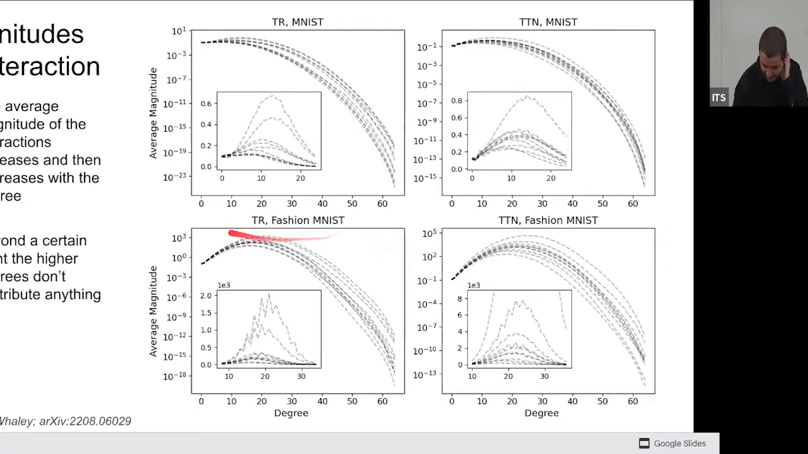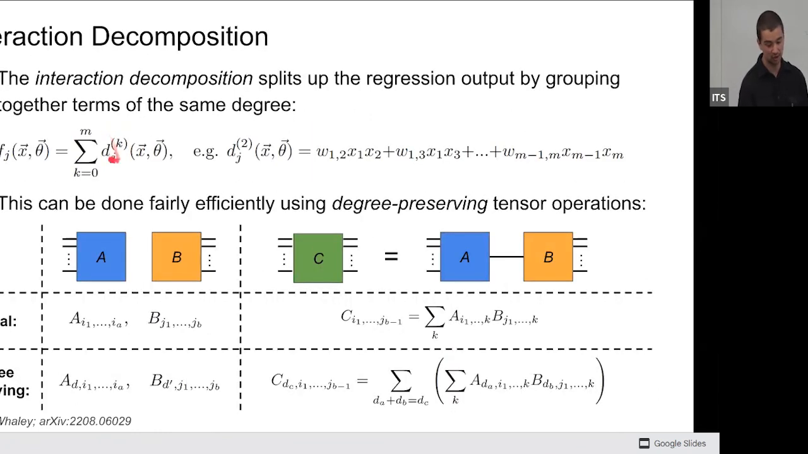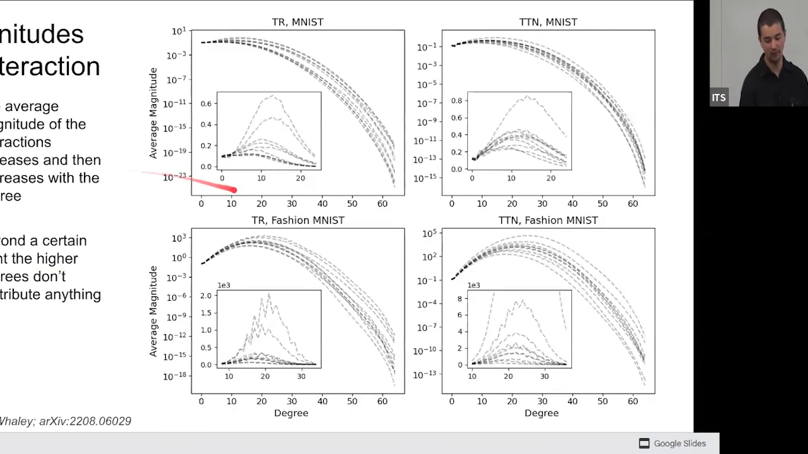So the first thing we looked at is the magnitude of interaction. That is, how big is the contribution of each of these degree terms? How big are these overall? On the bottom here, we have degree, and on the vertical axis, average magnitude. And so what we see is sort of a hill shape, right? We start out pretty small, there's a peak at about maybe 20, and then you drop off pretty largely, right?